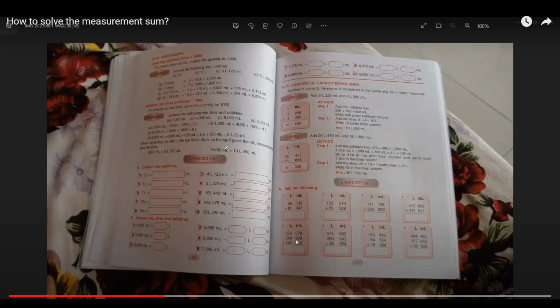Number four. Okay. So how much is 884,414 liter and how much is milliliter? Liter is 884 and milliliter is 414. Very good. Tell me the next one, number five.